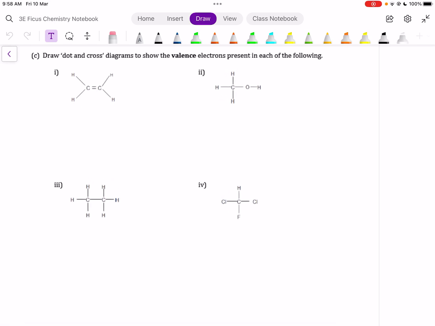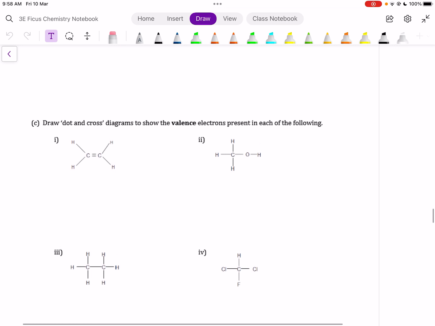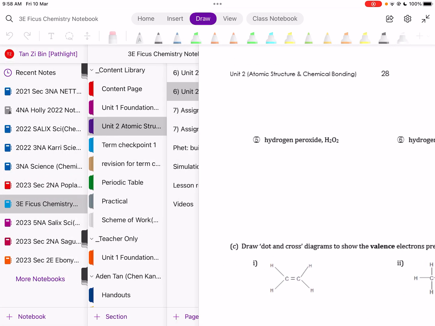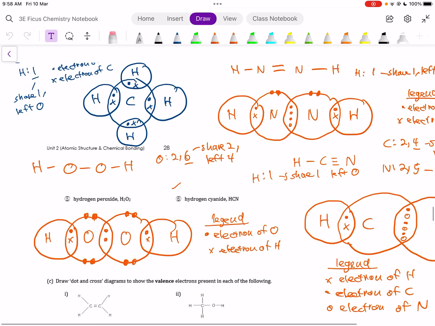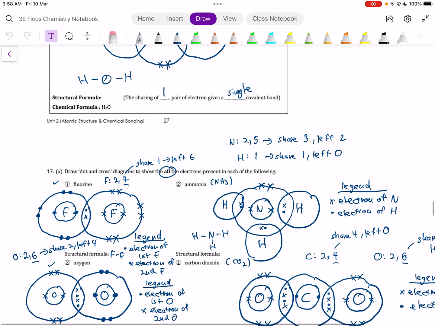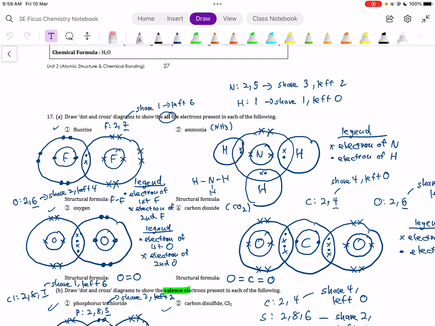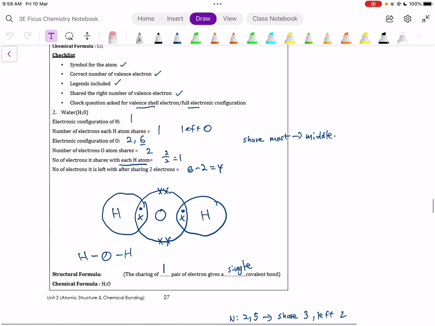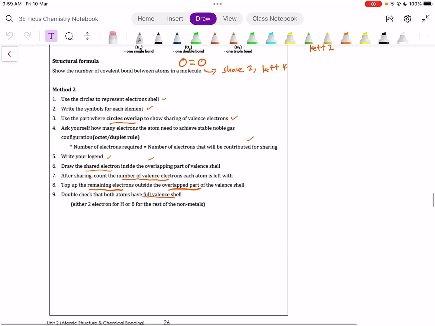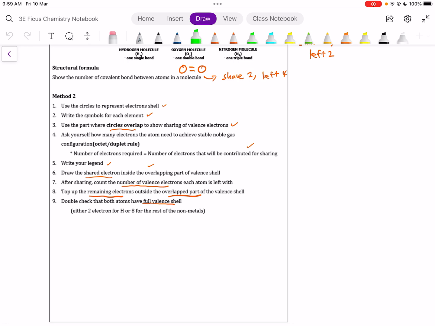Okay, good morning everyone. So today we are going to carry on with the drawing of the dot and cross diagram for simple molecules and covalent bonding. Just as a recap of what we have done earlier: we looked at how to draw the covalent bonding dot and cross diagram for simple molecules. The key message here is this particular step whereby the number of electrons required equals the number of electrons that will be shared. So you need how many, you share how many.